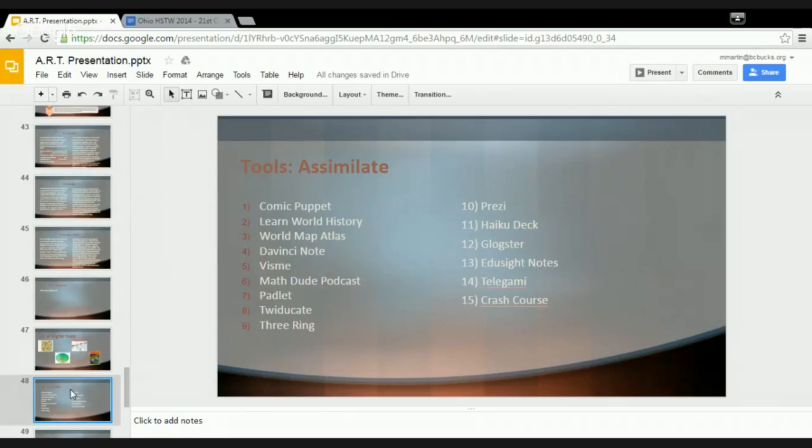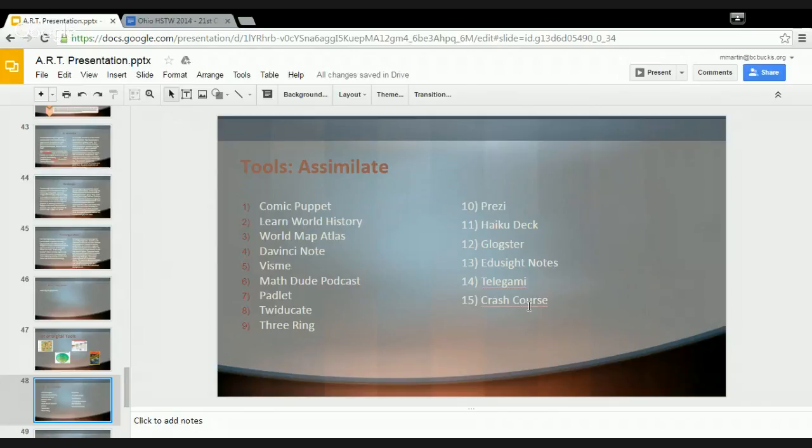And I have kind of handpicked which tools would be best utilized at what level of the ART continuum: the Assimilate continuum, the Redesign continuum, or the Transfigure stage. So here we have the Comic Puppet, Padlet, Twidgeducate, which is like Twitter for education. It's pretty cool. Prezi, Glogster, EduSite, Telegami, Crash Course is good stuff. These are tools that you can teach your teachers how to use in the classroom that lend themselves very well to the Assimilate stage.